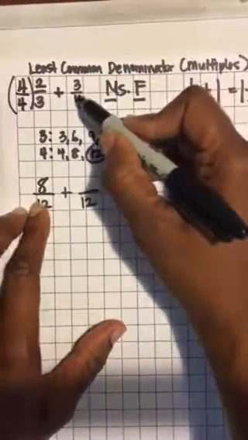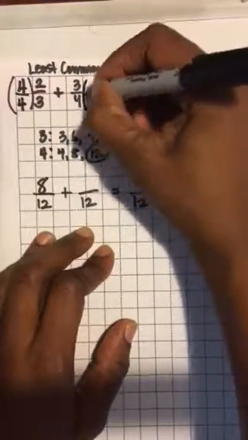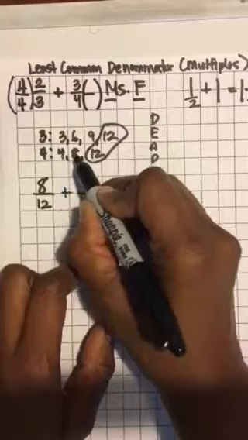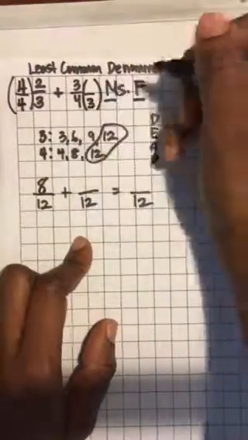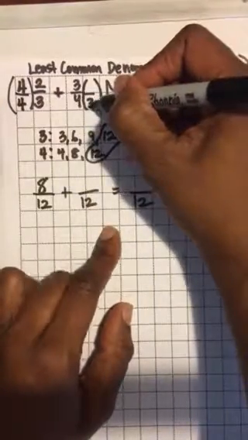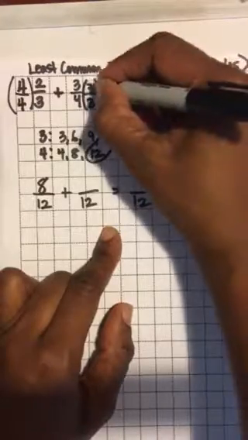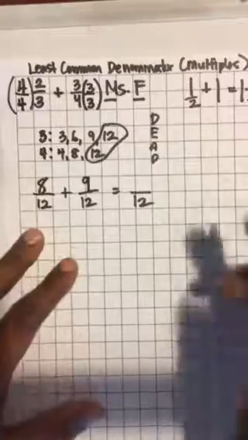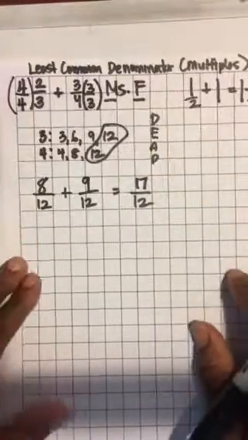Now let's convert 3/4 into 12ths. I need to think, what does my denominator 4 have to do with 12? Well, 4 times 1, 2, 3 gives me 12. Whatever I do to the denominator, I have to do to the numerator. 3 times 3 is 9. So 8 plus 9 is 17.